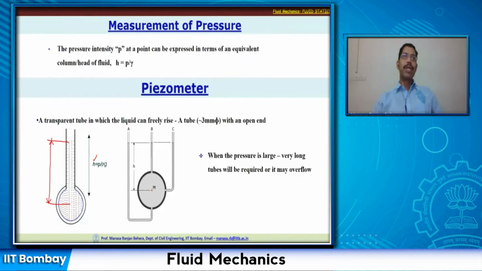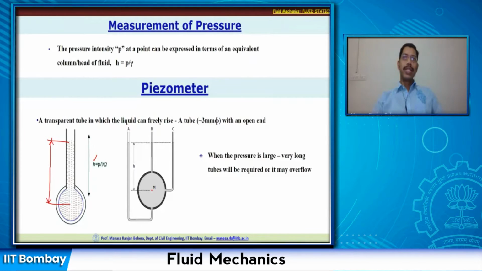Okay. So, what is this h? This h is nothing but P by gamma, or rho g. So, the unit weight of the fluid is rho g. So, P by rho g is h. Now, if I can measure the value of h, I can calculate the value of P by multiplying with gamma. So, this is nothing but your piezometer. This is always measured with reference to the center.